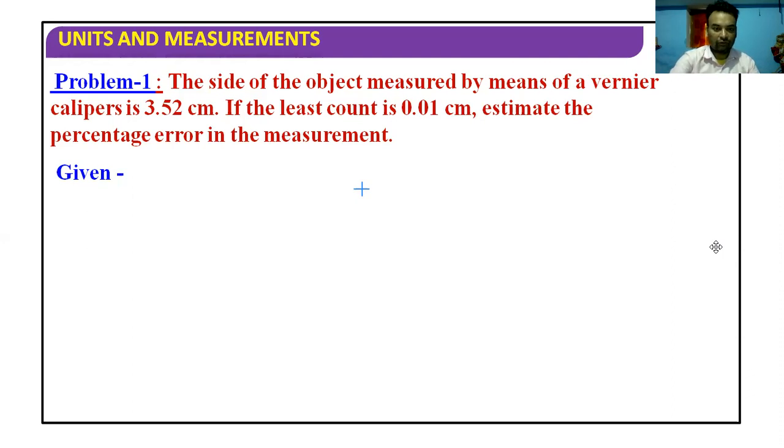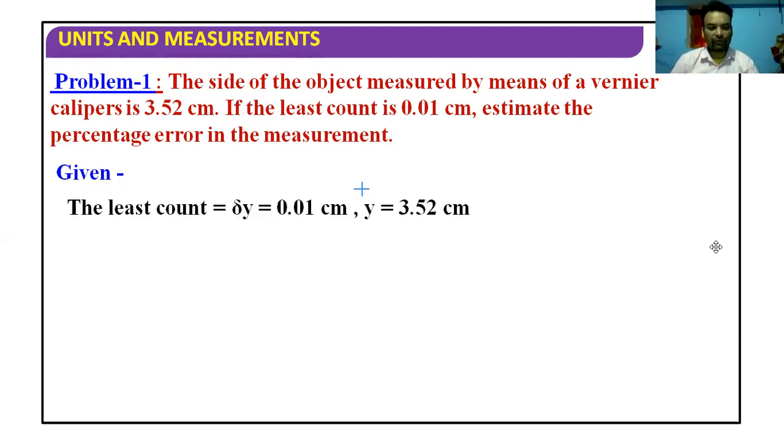Okay. So least count is represented by delta y. So delta y is equal to 0.01 centimeter, and the side is represented by y is equal to 3.52 centimeter. So least count is represented by delta y is equal to 0.01 centimeter and the side of the object is y is equal to 3.52 centimeter.